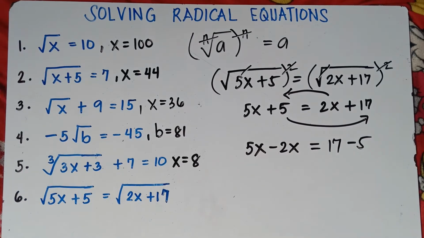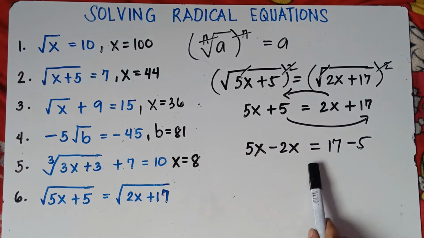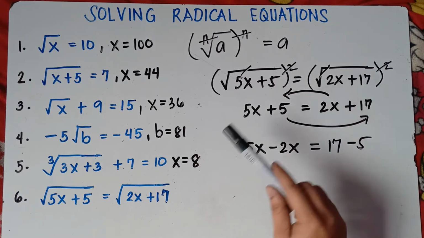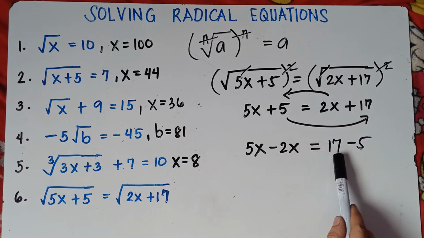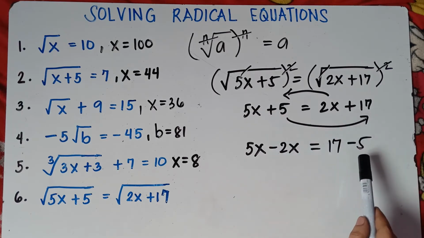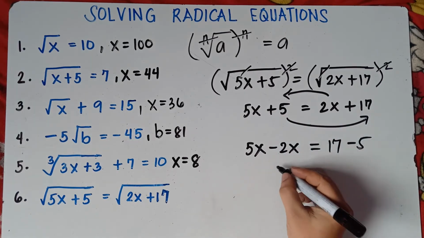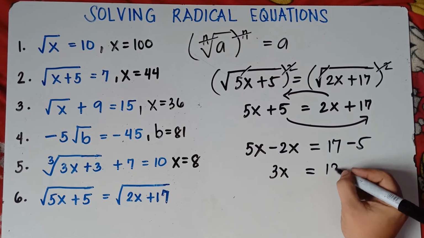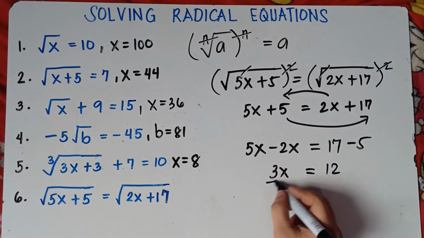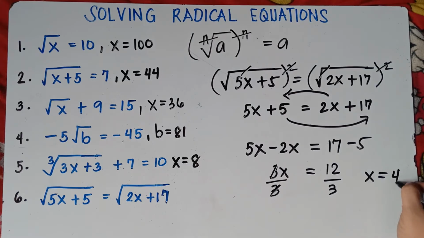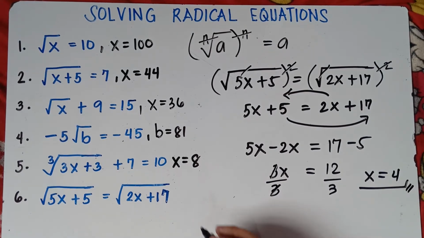Once again, once we transfer a term across the equal sign, we change the sign. So 5x will remain on the left side. Simply copy this 2x. This is positive, it will be negative. Equals 17 will remain positive. And then this 5, it is positive, it will be negative. So 5x minus 2x, that would be 3x equals 17 minus 5, that would be 12. And to get the value of x, divide both sides by 3. And x is equal to 4. That's it, class. That's the answer for number 6.